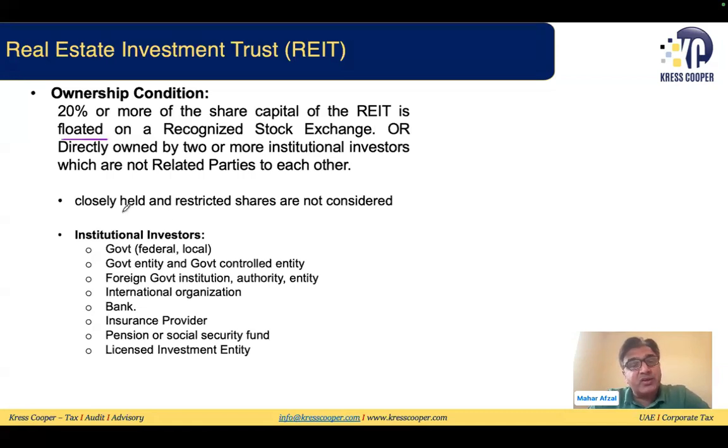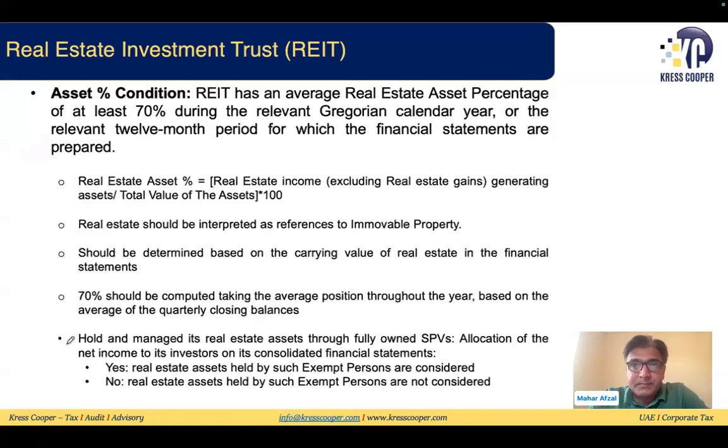If this is a restricted unit, they are closely held and restricted shares. These will not be considered as floated on the recognized exchange and freely available to the public. These restricted shares will not be considered as part of the 20% ownership. Institutional investors, I have already discussed with you what the institutional investors are.